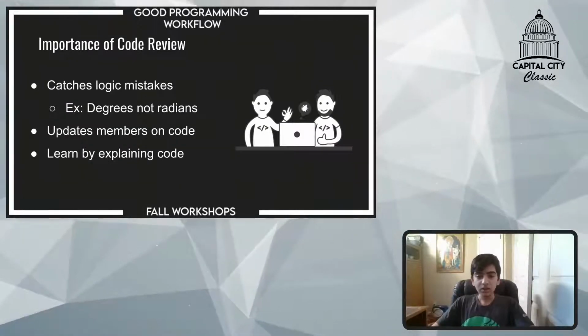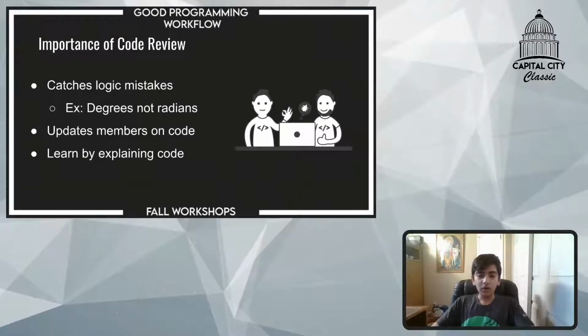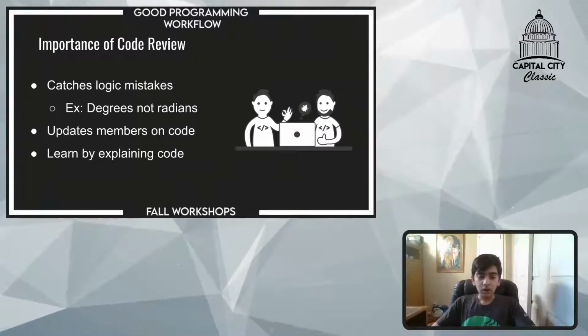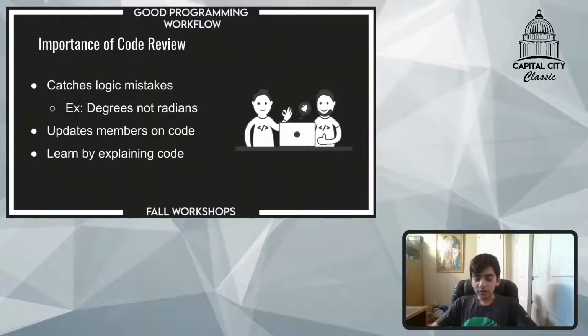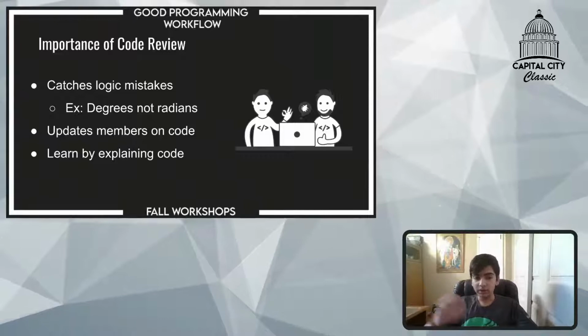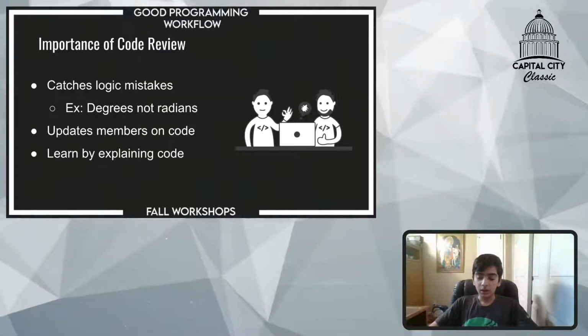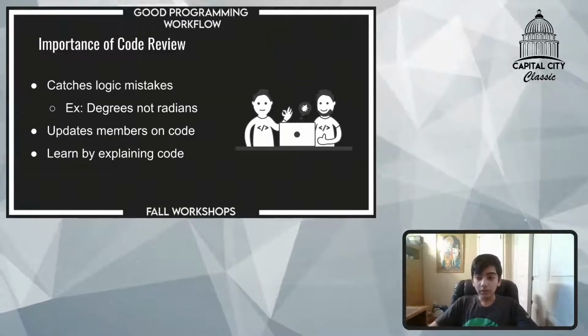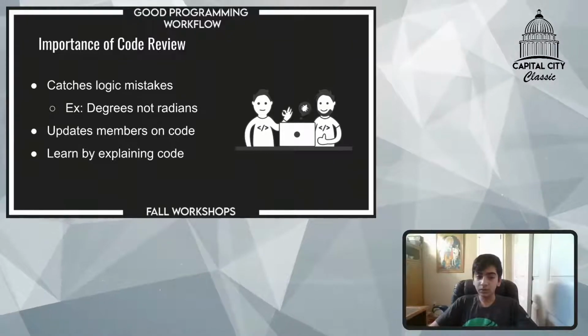Discussing more about the importance of code review, we've discussed that it really helps you catch your logic mistakes. Another example is making sure that you're working in degrees and not radians, that you have the correct units for some variable.